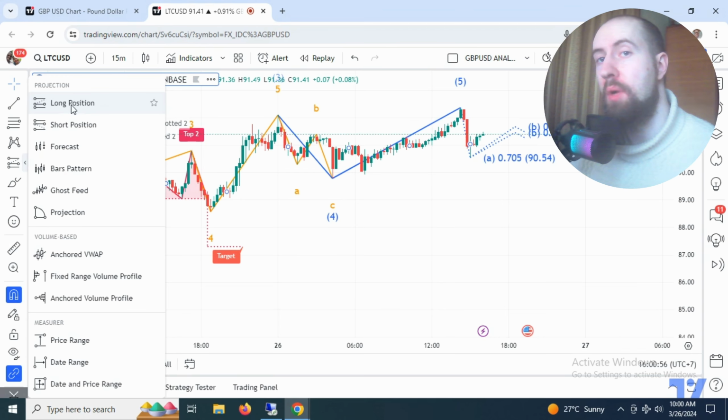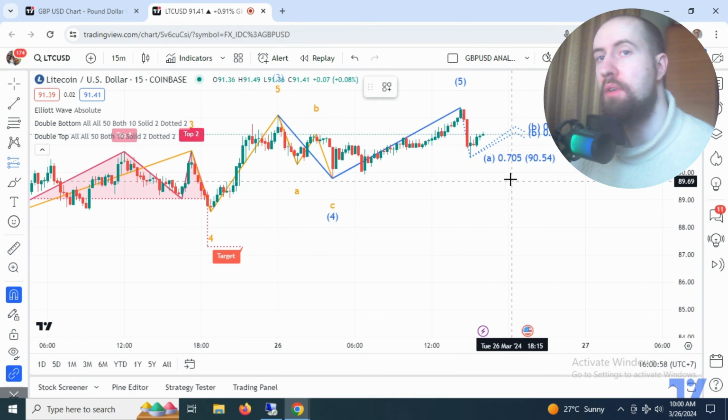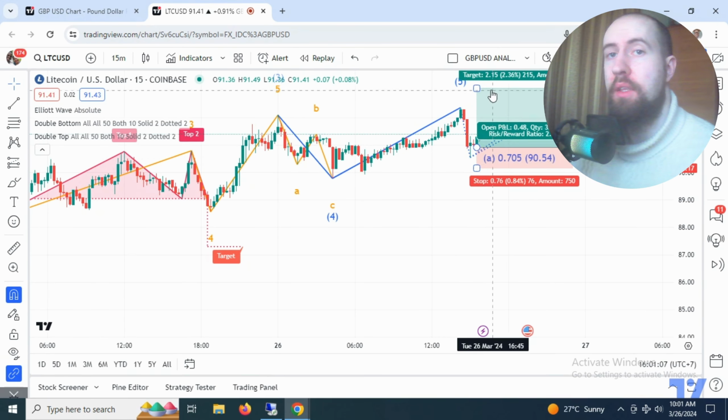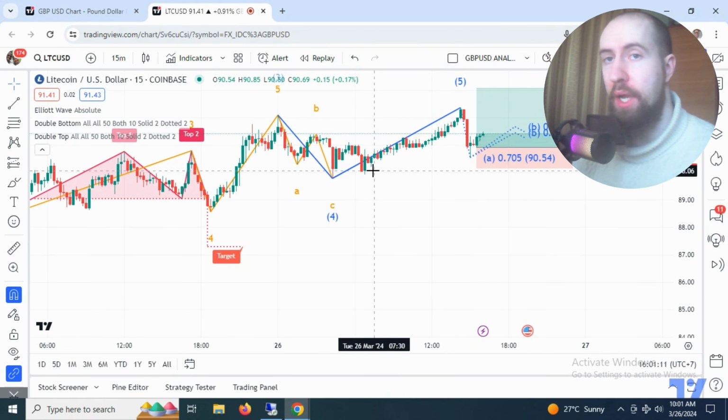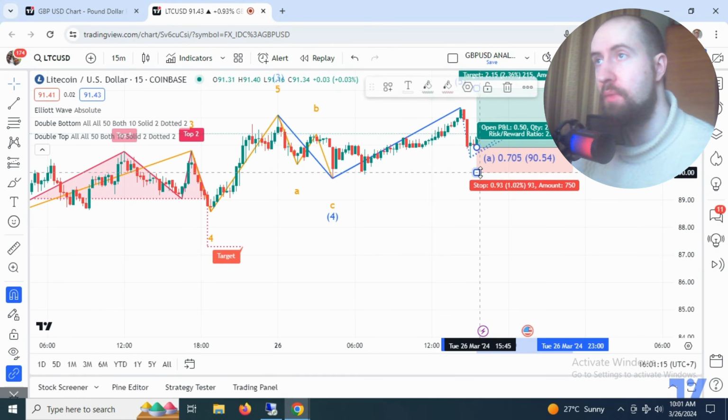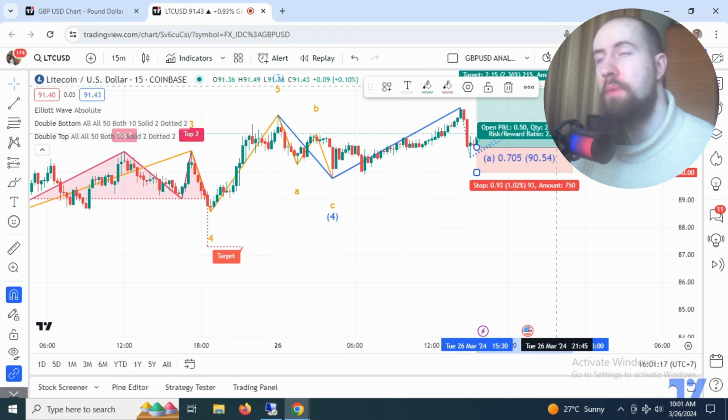On the left toolbar, click the long position tool if you're planning a buy, or short position if you're planning a sell. And then click once on the chart where you want to enter the trade. This creates a visual position box with 3 levels: entry, stop loss, and take profit.